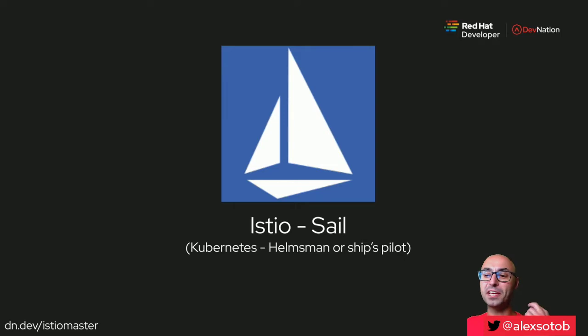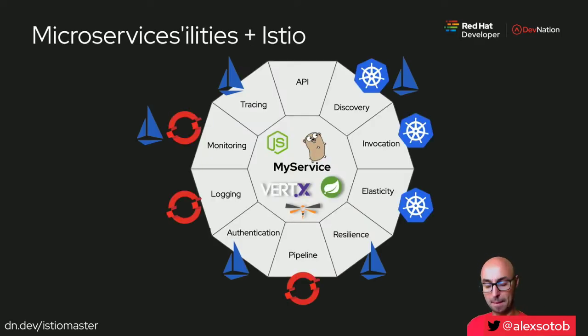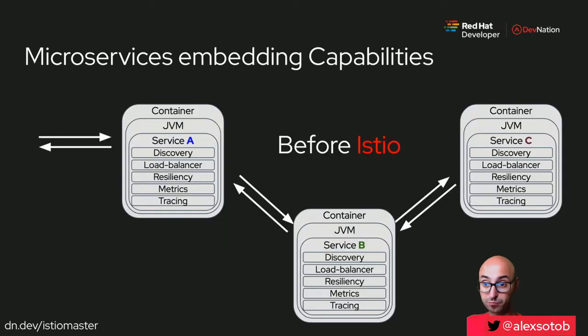And this is exactly what Istio fixes. Istio is a service mesh which covers all these pieces that are not covered by Kubernetes or OpenShift. There is some overlapping, for example in monitoring and in discovery, but it's also covering the tracing, the authentication, and the resiliency. So before Istio, we've got something like this: service A calls service B, which calls service C, with all these capabilities embedded inside the service.